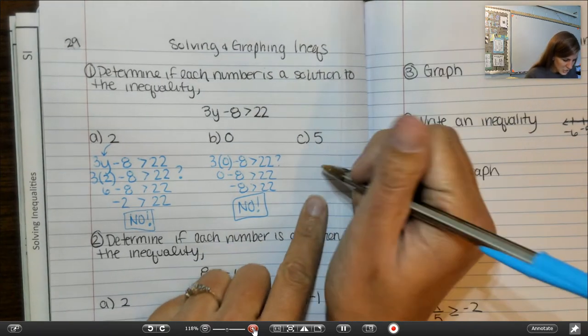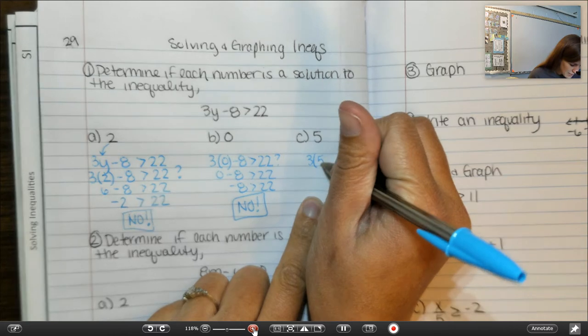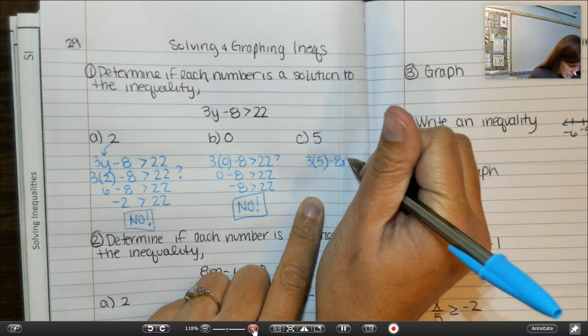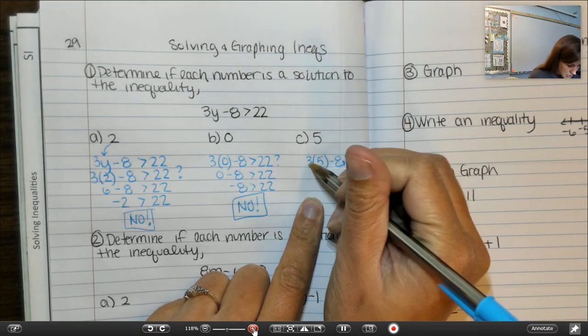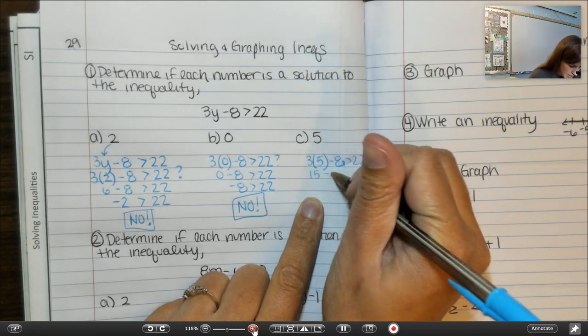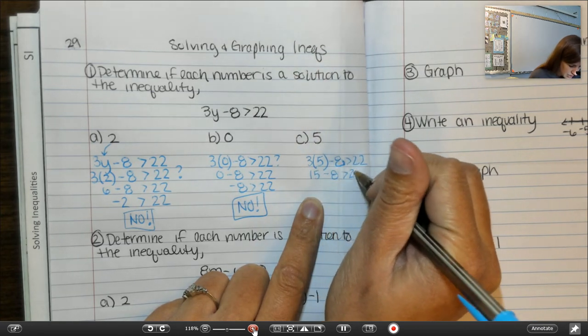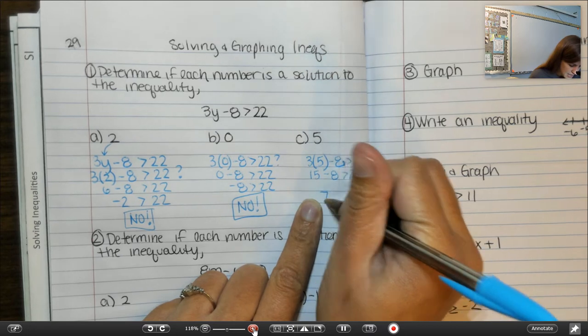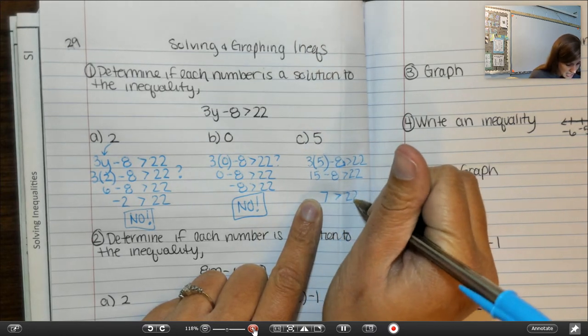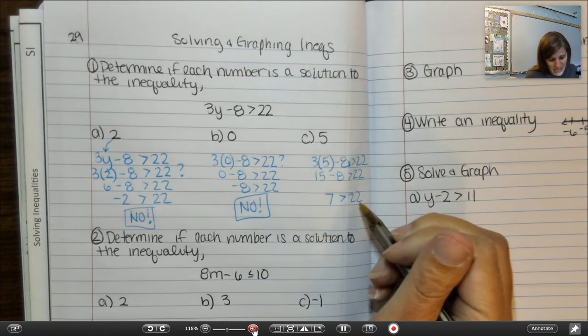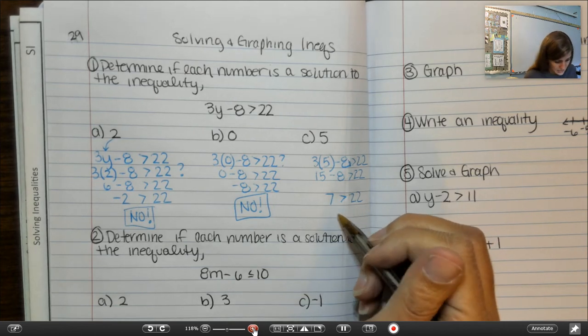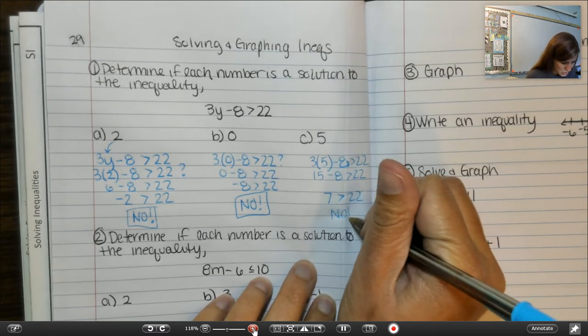And then this next one to try, we'll plug 5 in. And then if I do 3 times 5, so 15 minus 8. 15 minus 8 is 7, and they're both positive at least, but still 7 isn't bigger than 22. So no, none of these are a solution.